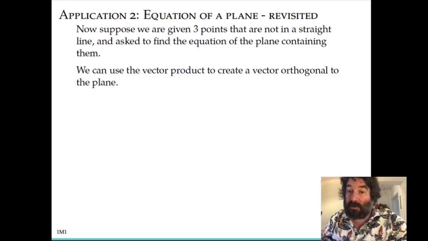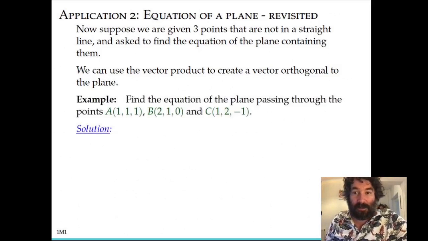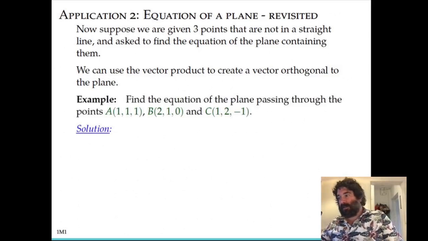We can use the cross product in order to create a vector which is orthogonal to the plane. This is the idea. So we find 2 vectors that are tangent to the plane, and then take the cross product of those vectors in order to find a vector which is normal to the plane. And so I'll illustrate this with an example.